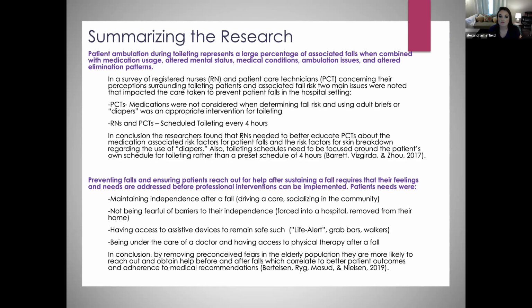They stated that they felt more comfortable and confident and able to maintain their independence if they were under the care of a doctor and had access to physical therapy after a fall to regain their mobility if they were injured. Elderly people are more likely to be injured from a fall, and the risk of death is also higher, and because of the decreased physiological reserve, they tend to remain in a debilitated state for a longer period of time when recovering from a fall. In conclusion, by removing preconceived fears in the elderly population, they are more likely to reach out and obtain help before and after falls, which correlates to better patient outcomes and adherence to medical recommendations.